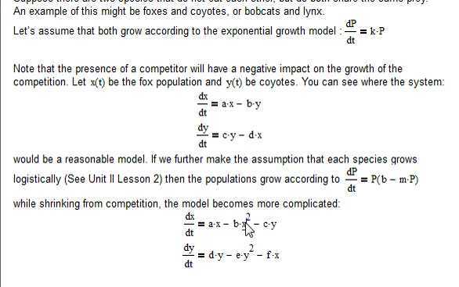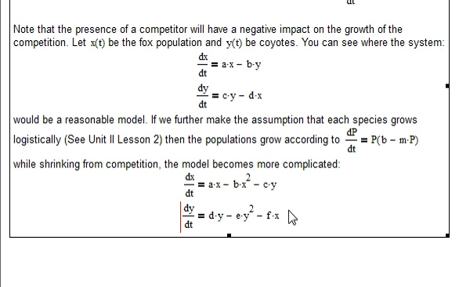Here's the model. This is ax minus bx squared, which is really just this change in the fox population, and then there's subtracting from the rate of change a factor of the coyote population. And similarly, the coyote population grows according to this model, and then this would be minus some factor of the fox population. So there is a very complicated but very logical and maybe a little bit rough.